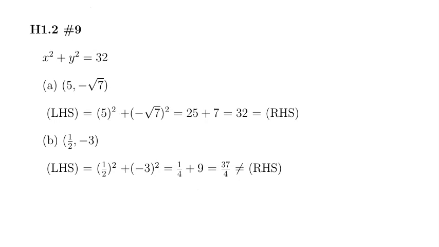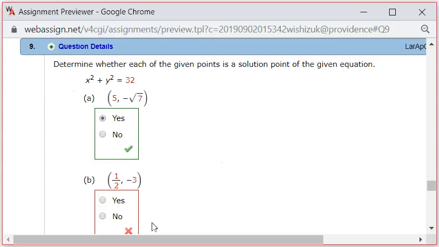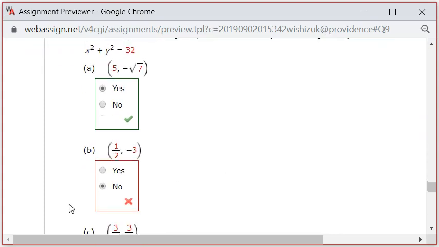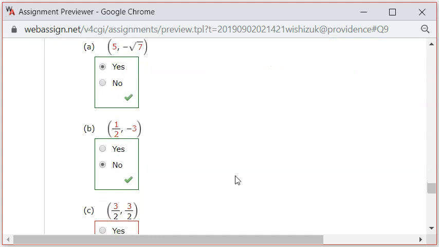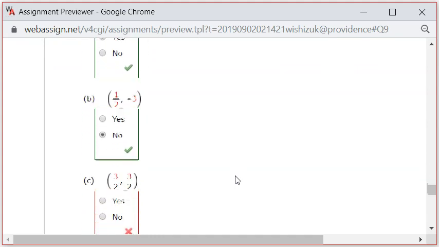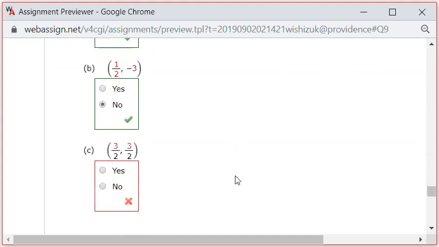Let's type it in. The answer for B is no, because it didn't satisfy the equation. Let's check the answer. I came back and it looks like we got part B correctly. Part C is pretty much the same, so I'll let you finish that. That's it. I hope that this was clear.